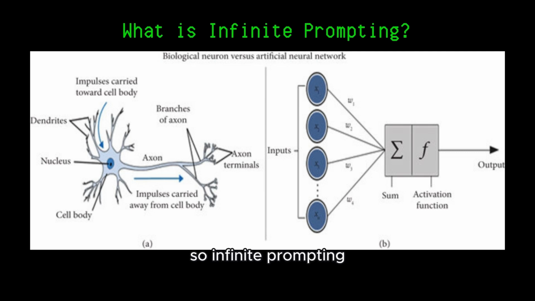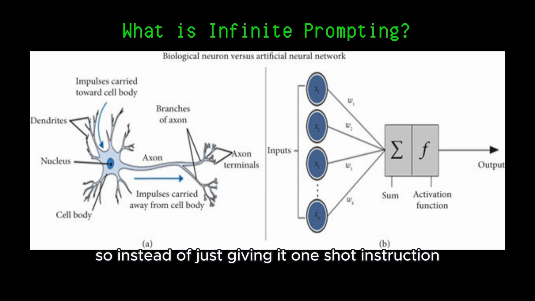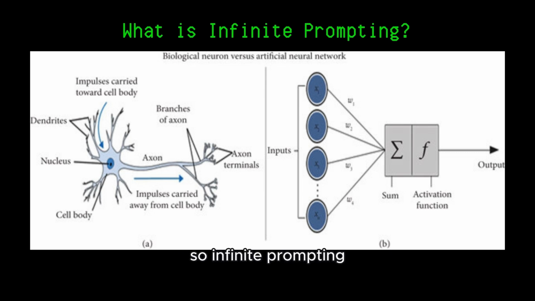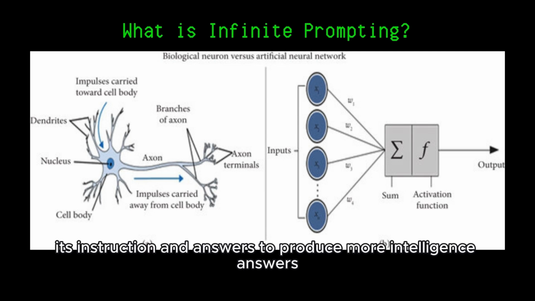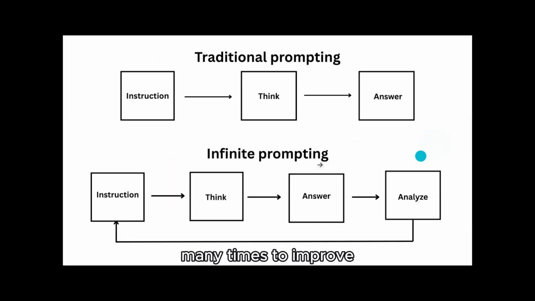So infinite prompting is inspired by neural networks and the way we learn. Instead of just giving it a one-shot instruction, a one-shot prompt, like "write me an email" or "summarize this video," with infinite prompting we let the AI think for itself and self-improve its instructions and answers to produce more intelligent answers. Just like how humans learn by practicing many times and improving.